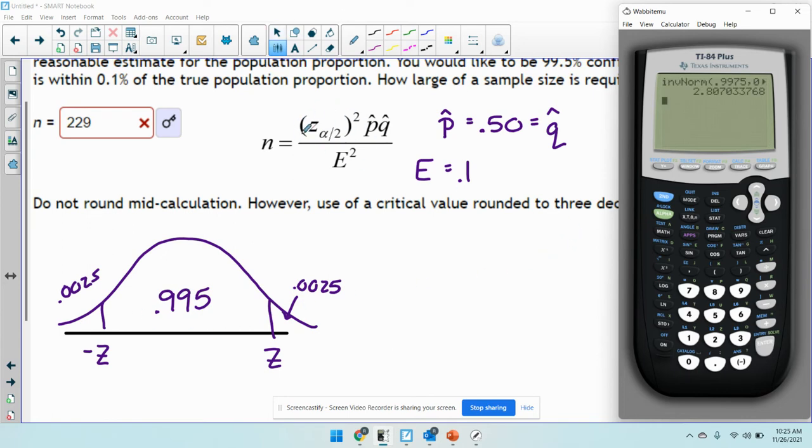So notice the first thing I'm going to do is take that number and square it. Then multiply that by p hat by q hat, so times 0.50 times 0.50. So this thing is my whole numerator. Now I'm going to divide by 0.1 squared. I get that. And I'm going to take my numerator and divide by my denominator.